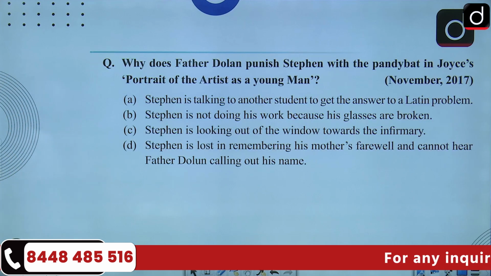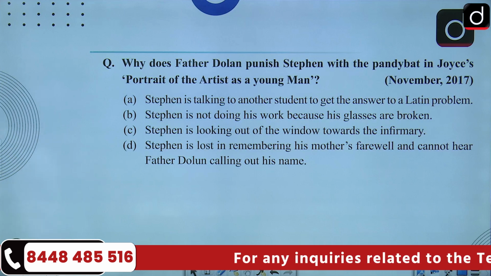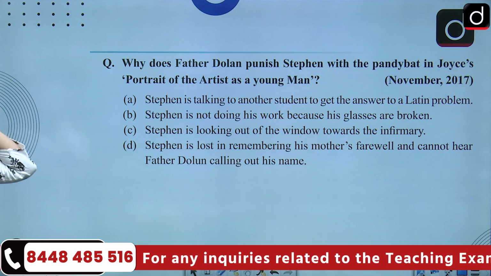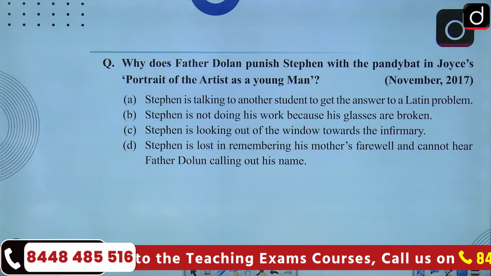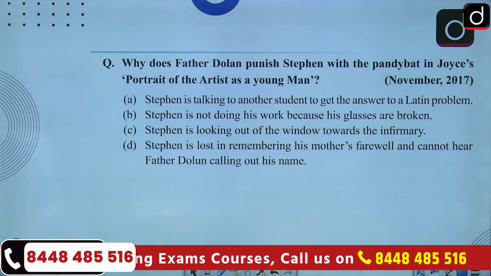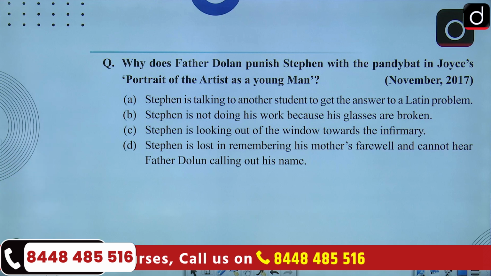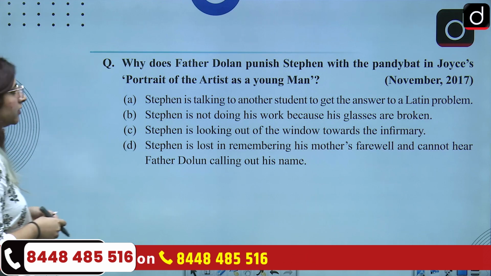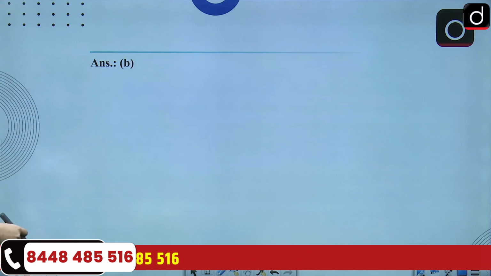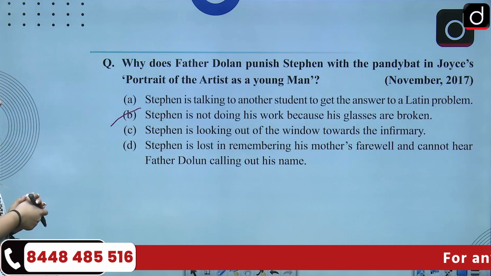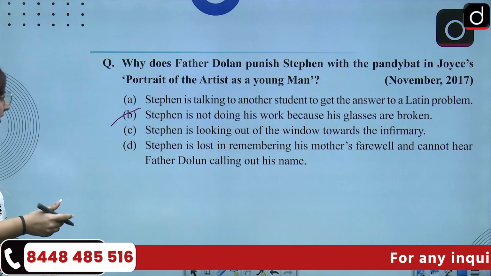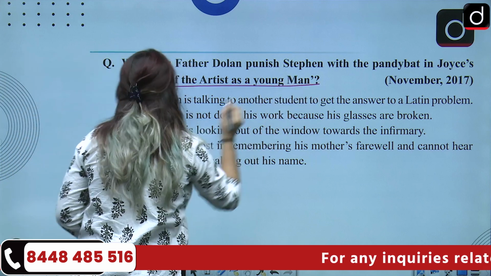Why does Father Dolan punish Stephen with the pandy bat in Joyce's A Portrait of the Artist as a Young Man? Why is he beaten? The right answer is option B here. Stephen is not doing his work because his glasses are broken. So first of all, who wrote A Portrait of the Artist as a Young Man, and when was it written?